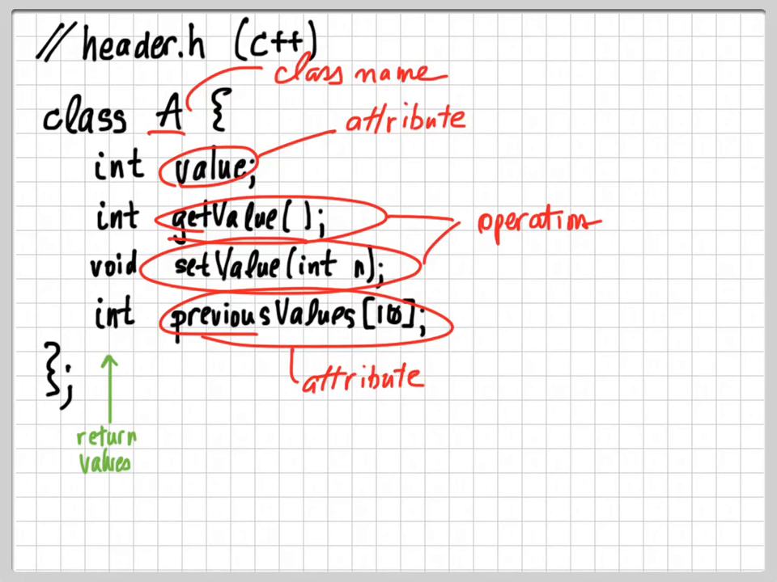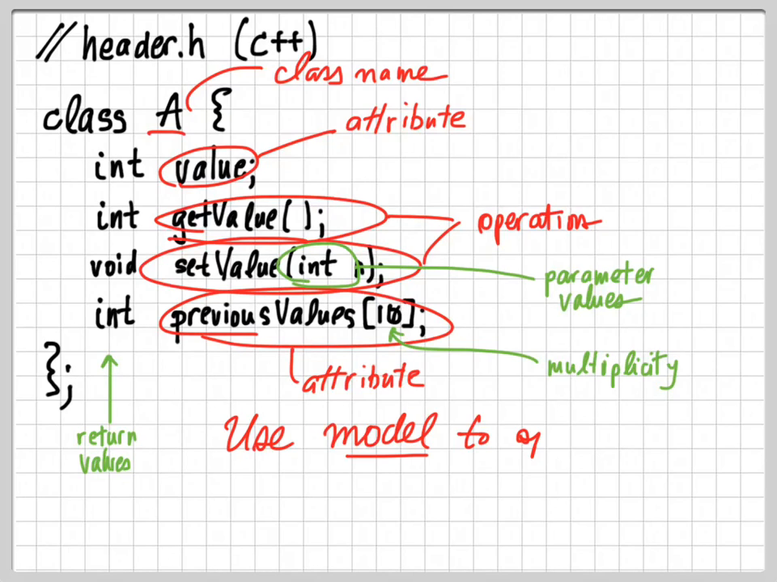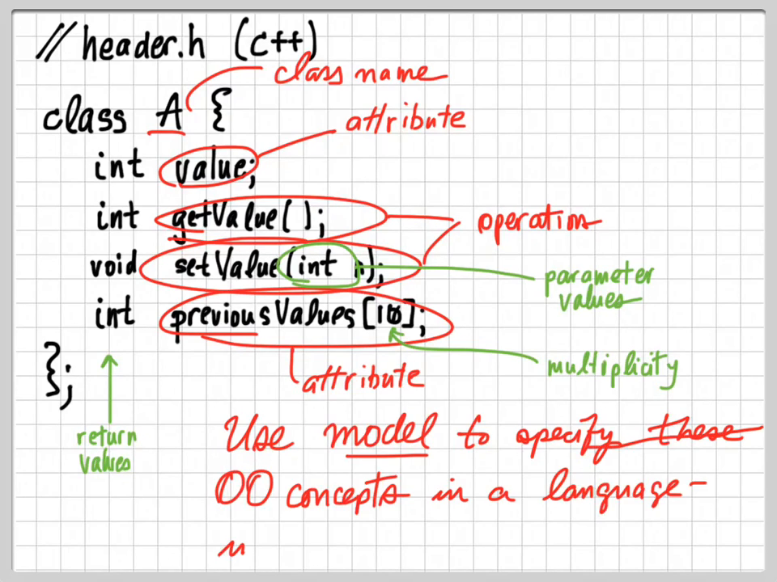So other important things are the return values, or the actual value of the attribute for the ones that are just static attributes. We also have some parameter values that are passed into operations. And then we have a multiplicity that belongs to this particular attribute. So these kinds of features of the class are things that we'd like to be able to represent. And I want to use a model to specify these object-oriented concepts in a language-independent way. So I want to be able to specify the structure of my class without actually having to write it.